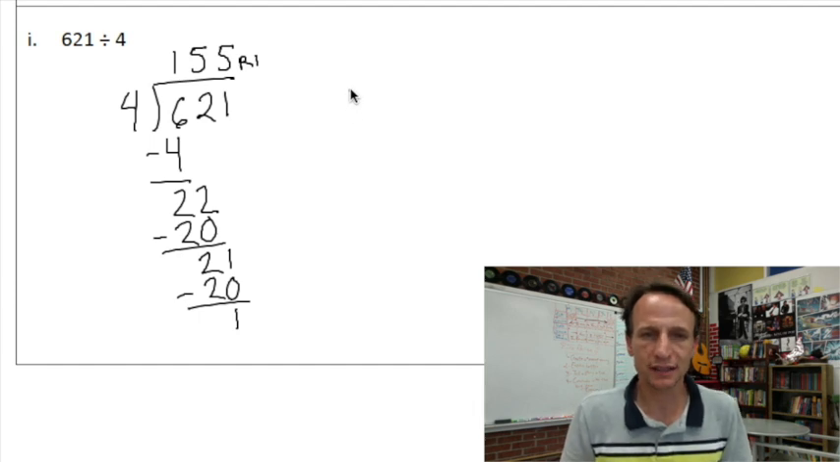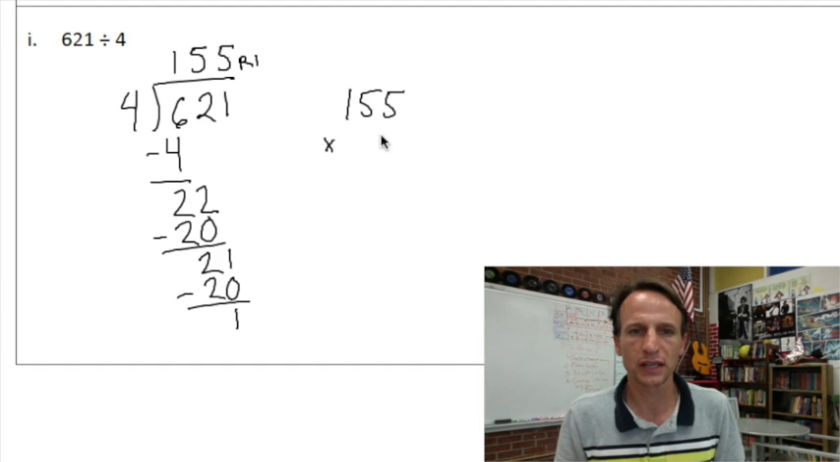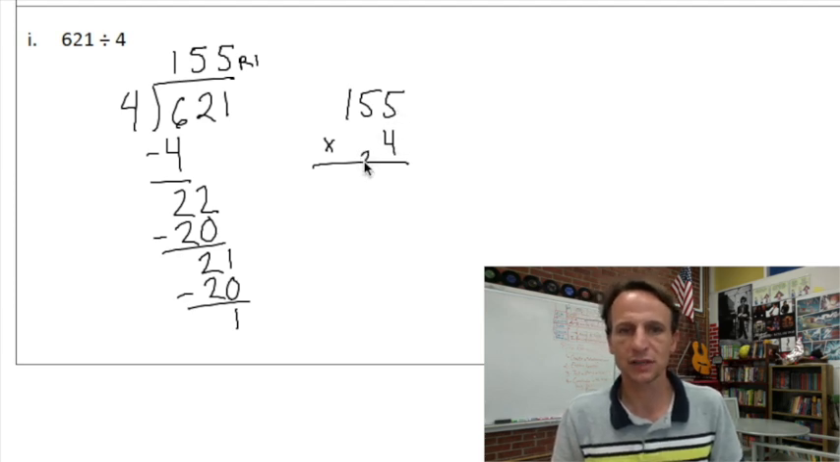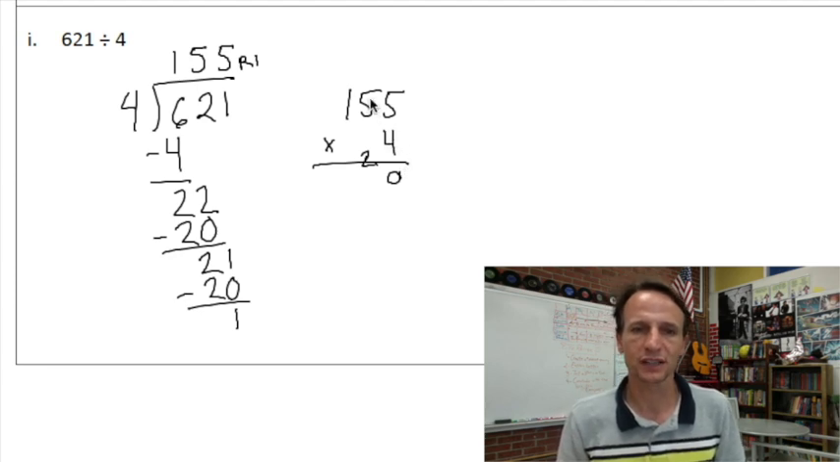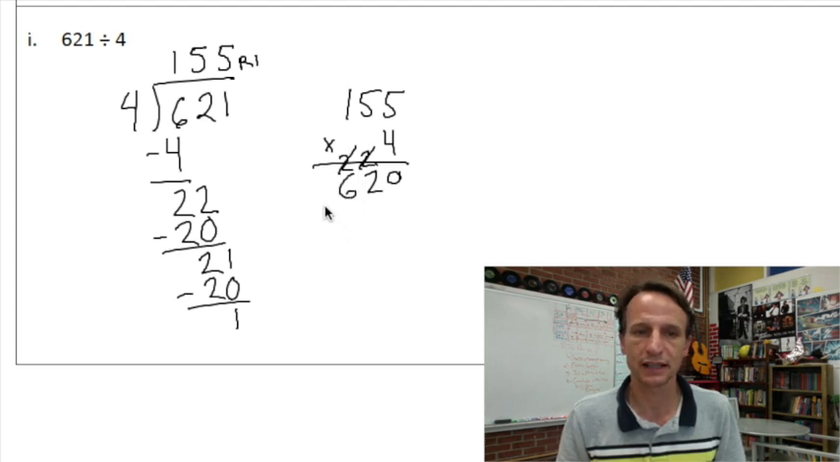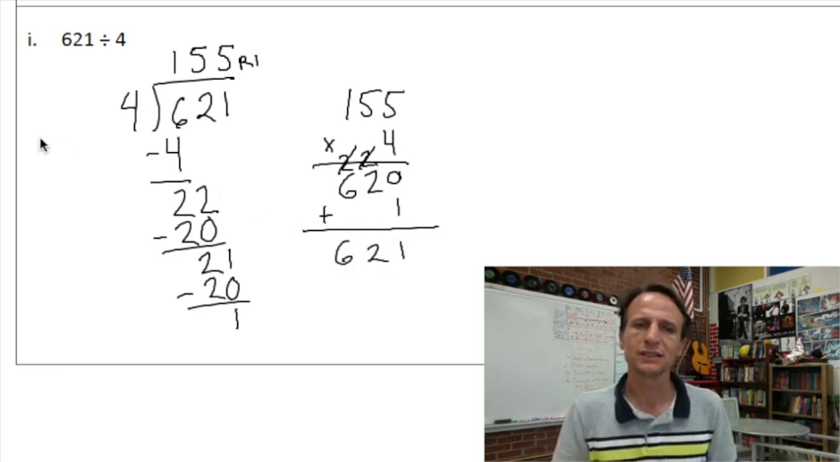So to check this, we take the 155, multiply it by our divisor of 4, and then we'll have to add in the remainder. So 4 times 5, as we just said several times, is 20. 4 times 5 again is 20, plus 2 is 22. 4 times 1 is 4, plus 2 is 6, and yes, it won't match until we add in that remainder of 1, and then it does. 621.